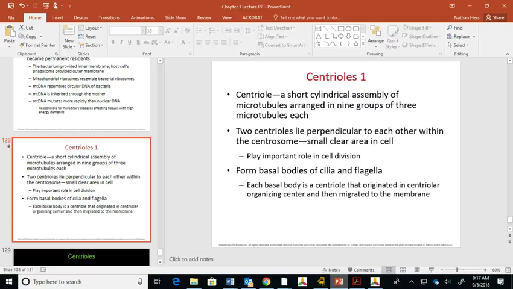They are also the basis for our cilia and our flagella, right? So the cilia, remember, that's moving the mucus in the respiratory system. And the flagellum is a little tail on the sperm that keeps it going, right? So those are built from centrioles. Does that make sense? Cool.